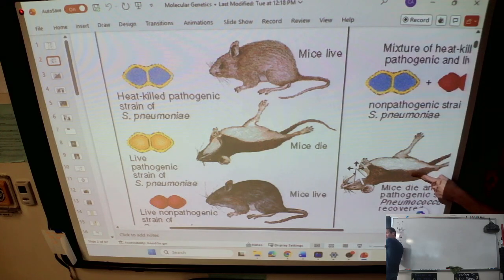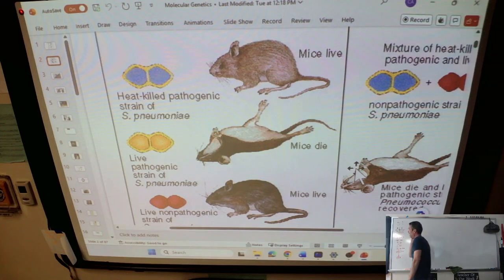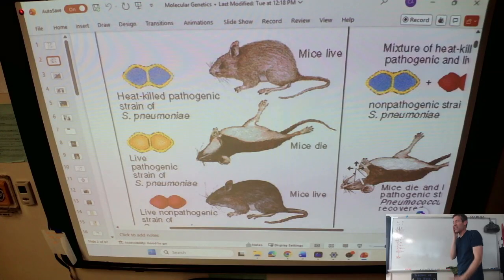And that's interesting. So first off, you can talk with somebody around you if you like. What appears to make the pathogenic strains pathogenic in those pictures up there? What's it seem like the pathogenic one?